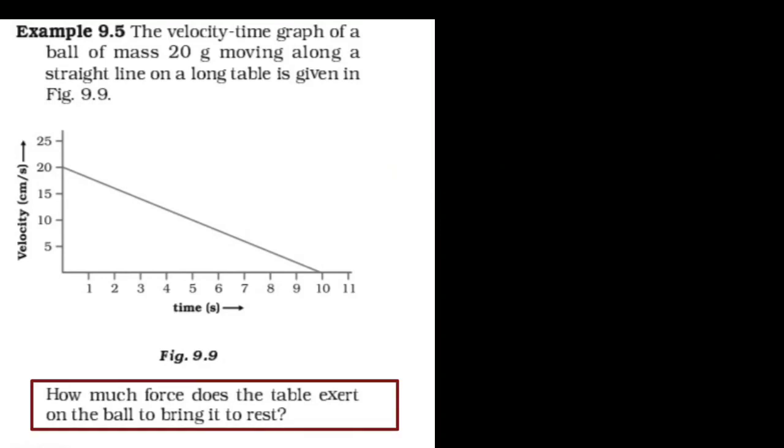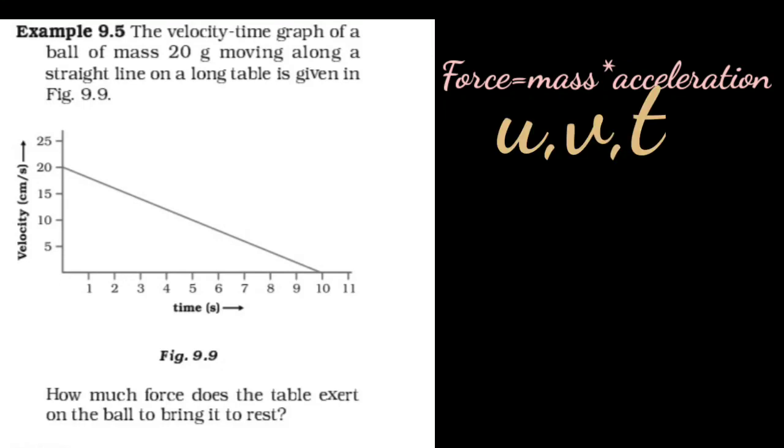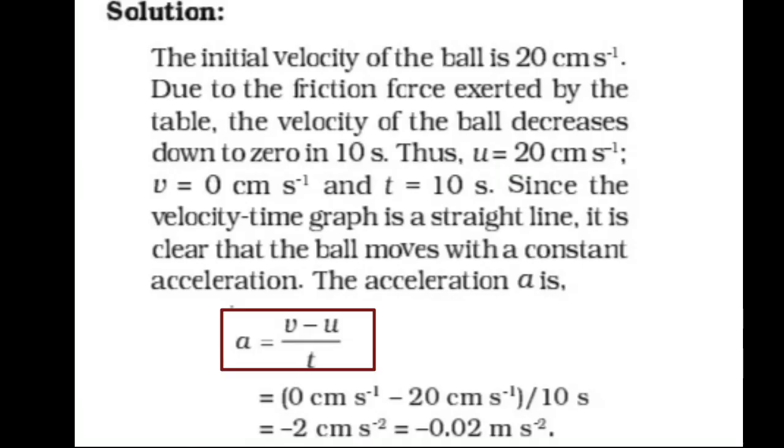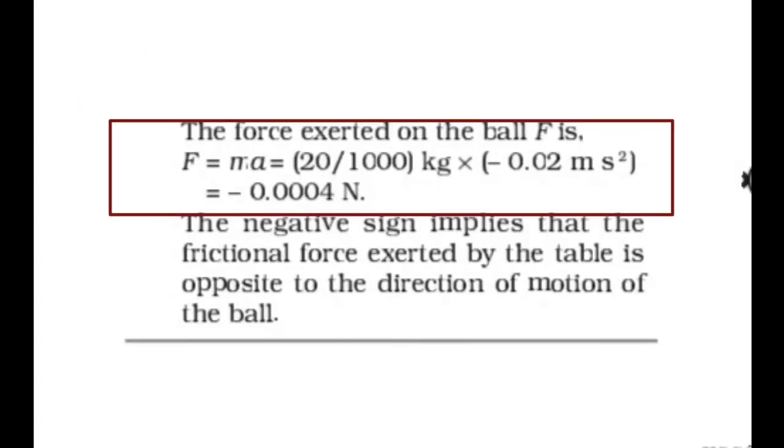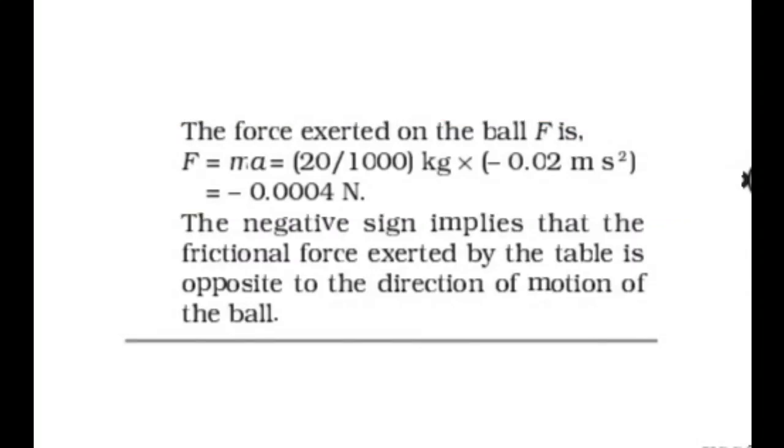So how much force does the table exert on the ball to bring it to rest? We know that force is equal to mass into acceleration, as mass is given but acceleration is not given. Now the question is, which formula of acceleration will we use? As we have u, v, t, we can use the equation v is equal to u plus at. Substitute all the values and get the acceleration. Don't forget to convert centimeters into meters. Now we will substitute the value of mass and acceleration, and we will get the value of force F.